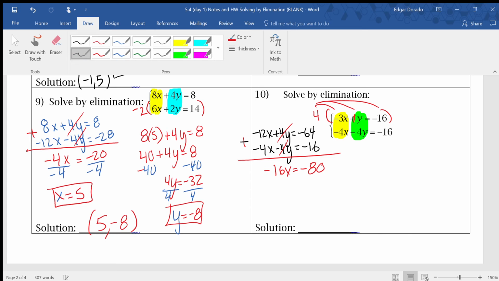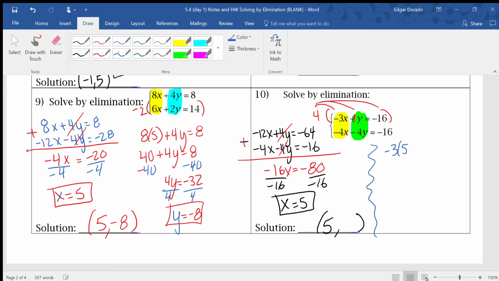Okay. Last little bit here is to divide by negative 16. Well, we know that would give us a positive 5. Let's just now find our y, and that will be our last thing for this video. I can use whichever one I want, so I'm going to go ahead and use the top one. So negative 3 times 5 plus y equals negative 16. That is a negative 15 plus y equals negative 16. Add 15 to both sides. We get y equals negative 1. So my final answer here is 5, comma, negative 1.